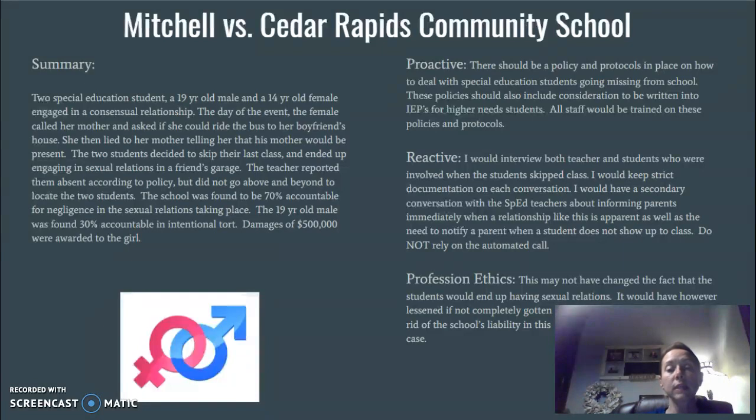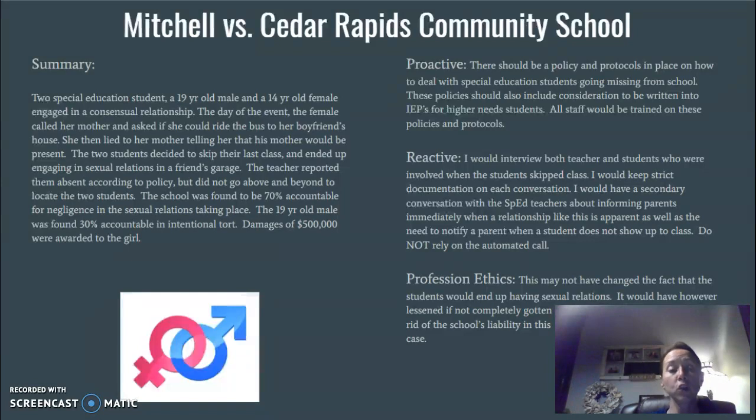Mitchell versus Cedar Rapids Community School. Two special education students, a 19-year-old male and a 14-year-old female, engaged in consensual relations the day of the event. The female called her mom and asked if she could ride the bus home to her boyfriend's house. She lied to her mom and told her that his mother would be home. The two students decided not to wait till the end of the day and skipped their last class and ended up engaging in sexual relations, ultimately in a friend's garage.